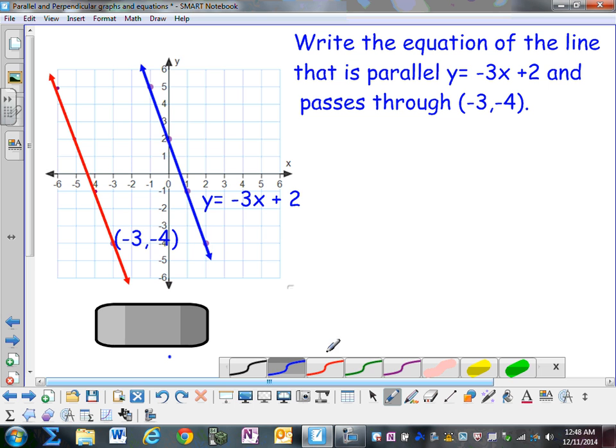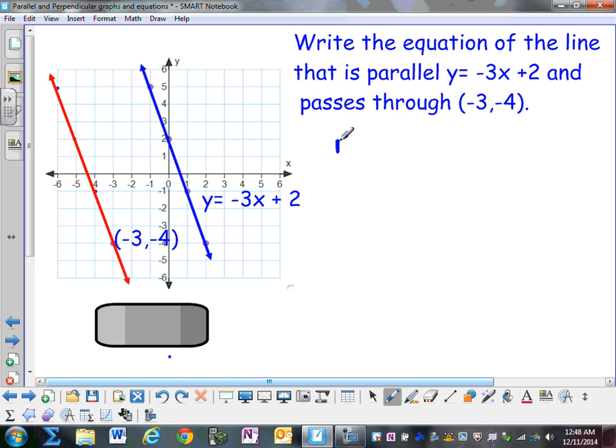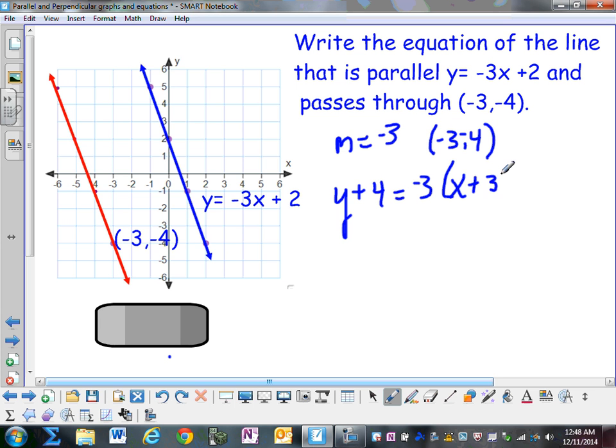So the slope of the first line is -3. And since it's parallel, I'm going to use the same slope. And the point on the second line is -3, -4. So now I have a point and a slope, and I can write the equation of this line. So y plus 4 equals -3 times x plus 3. And let's just go to slope-intercept with this. So y equals -3x minus 13.